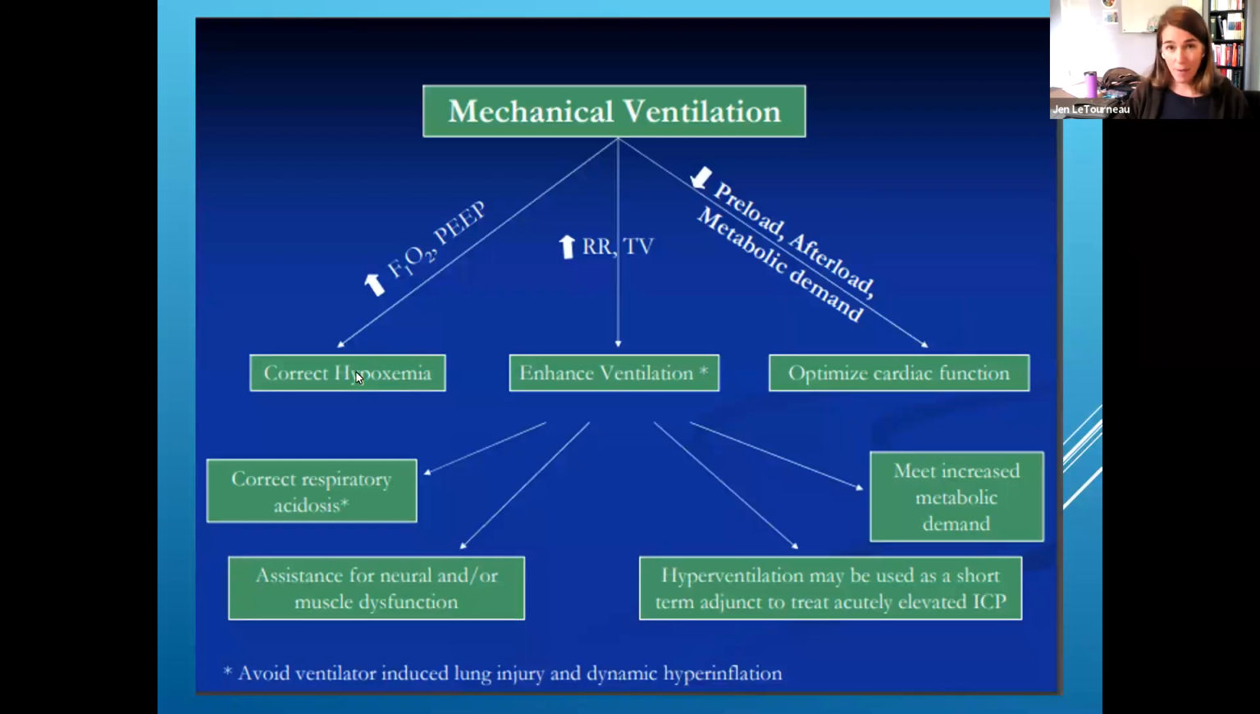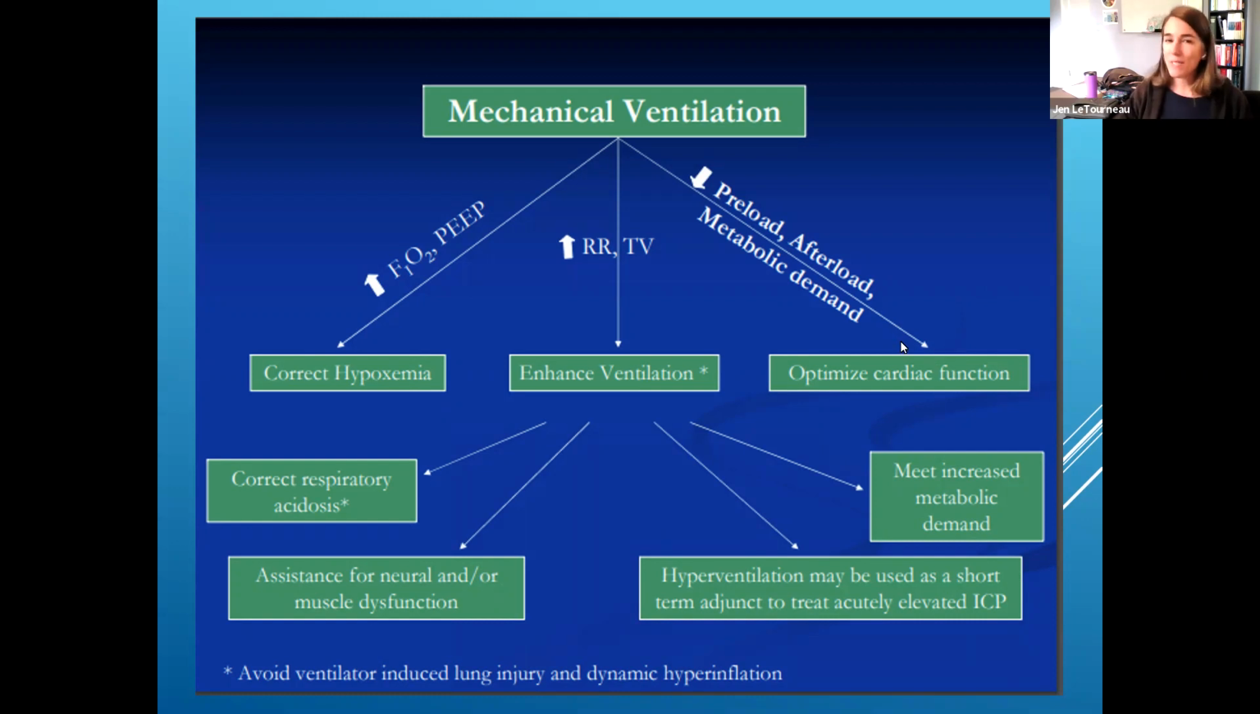As far as mechanical ventilation goes, there are 3 things that it does for us. It corrects hypoxemia by allowing for increased fractional inspired oxygen, as well as PEEP, so positive pressure, that actually opens the airways and allows them to participate in gas exchange. It enhances ventilation with respiratory rate and tidal volume. And the other really important thing about mechanical ventilation is that it always decreases afterload and preload, and can decrease metabolic demand, which can help optimize cardiac function.